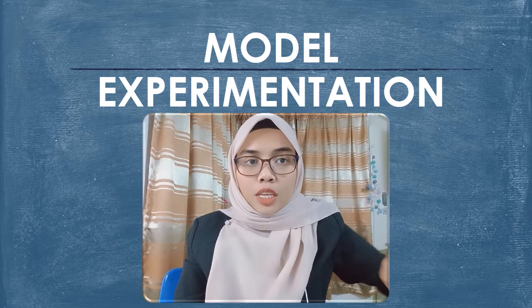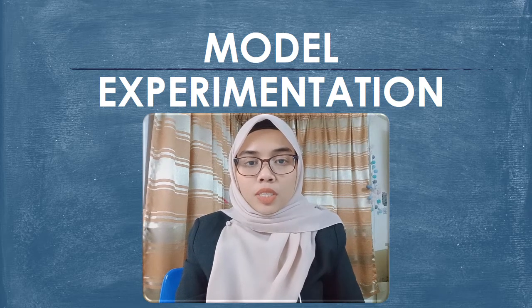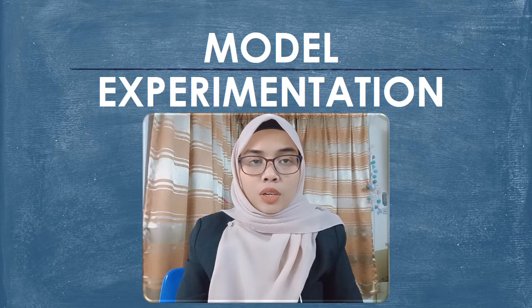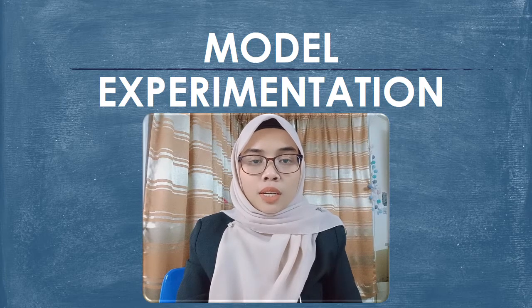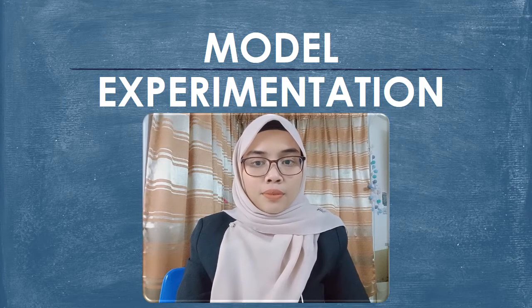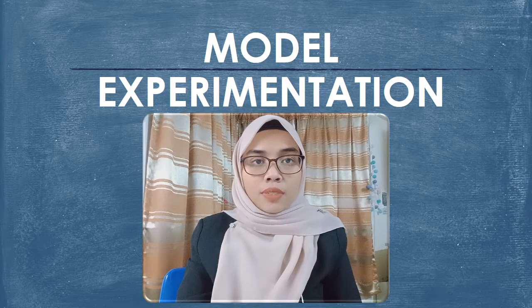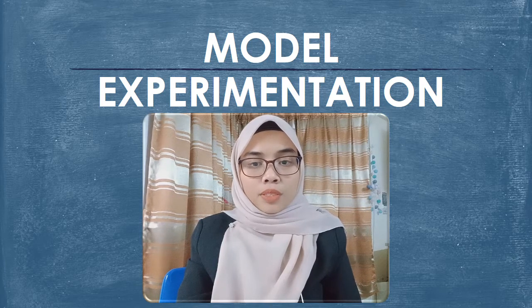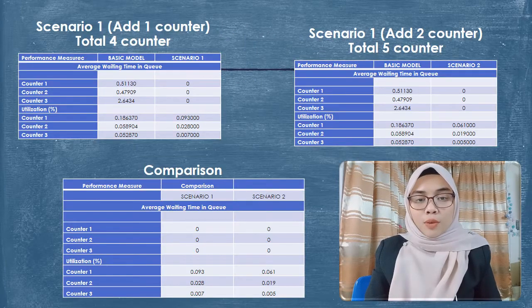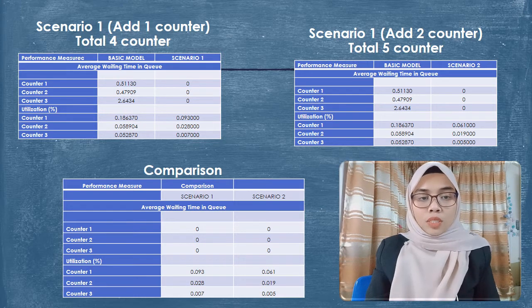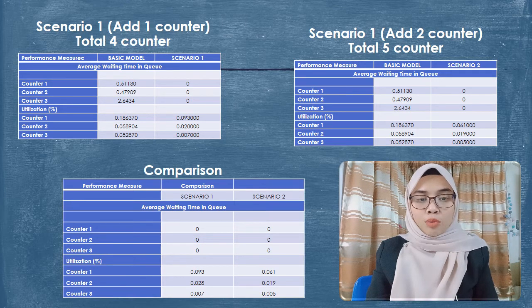In order to solve this problem, scenarios are suggested. Next is model experimentation, where I put 2 interventions or suggested scenarios to overcome the delay of the post office service and to achieve customer satisfaction at the post office. For scenario 1, I proposed to add another 1 counter, so the total will be 4 counters, and for scenario 2, I proposed to add another 2 counters, so the total will be 5 counters.